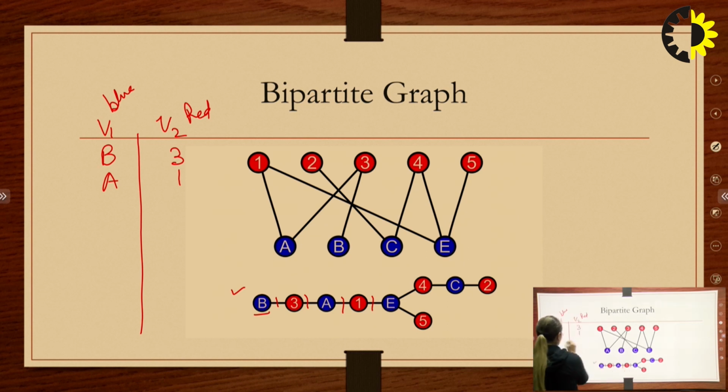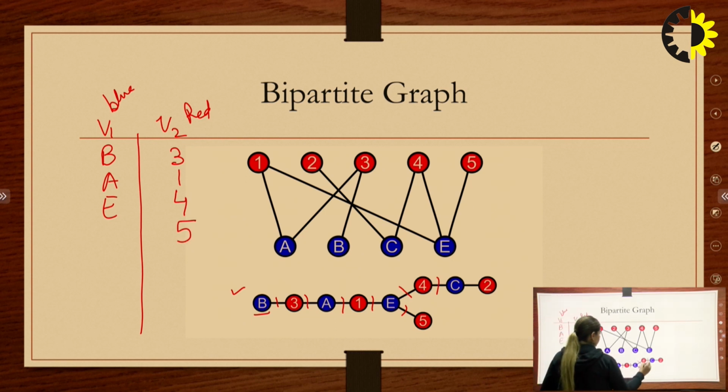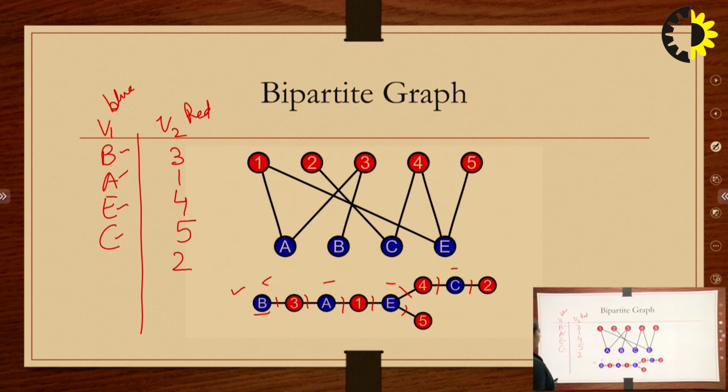Then this edge, 1 is here, then E should be here. This edge, E is here, then 4 should be here. This edge, E is here, then 5 should be here. This edge, 4 is here, then C should be here. Then this edge, C is here, then 2 should be here. We have covered all the edges and the vertices. Now you see A, B, C and E, they are all blue in color, and 3, 1, 4, 5, 2 are all in red color, right?